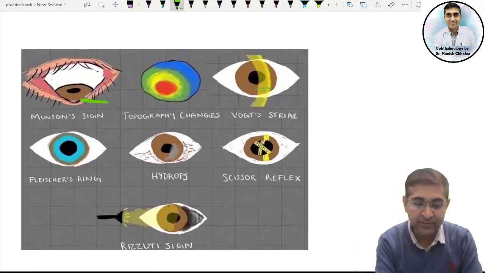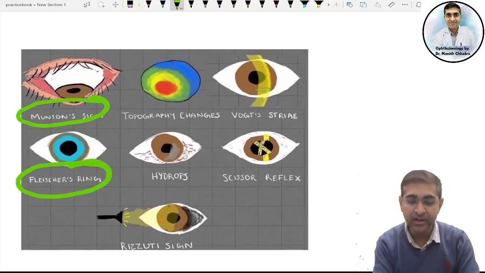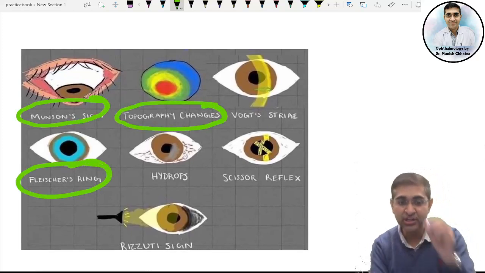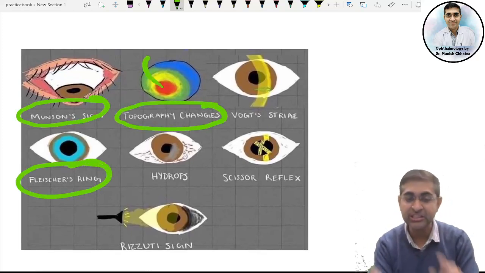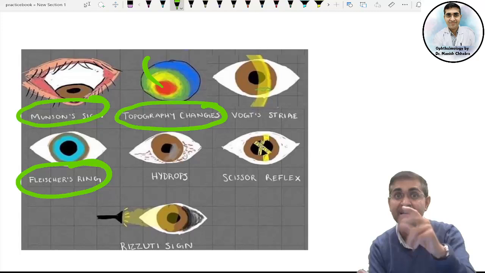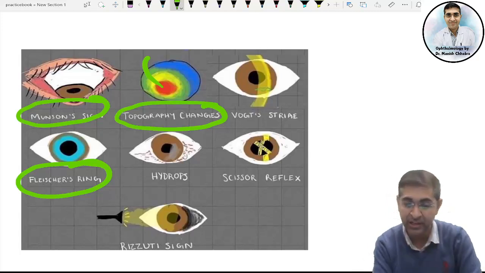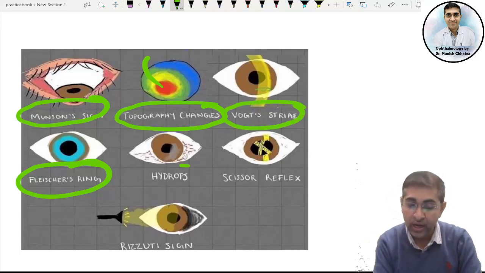Okay, now quickly, Munson sign we have done, Fleischer ring we have done, topographic changes. Of course, there is thinning of the cornea, the central part. You can see that it is showing the red color. Red color means there is excessive thinning. Vogt's striae I have told you, hydrops I have told you. Now, what is Charleux's reflex?